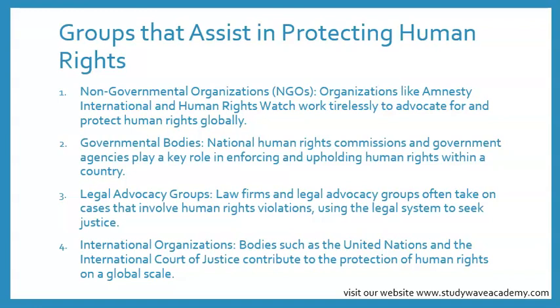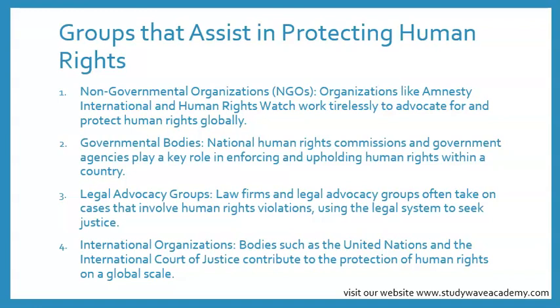Groups that assist in protecting human rights include non-governmental organizations. Organizations like Amnesty International and Human Rights Watch work tirelessly to advocate for and protect human rights globally. Governmental bodies also, National Human Rights Commission and government agencies play a key role in enforcing and upholding human rights within a country. There are legal advocacy groups. Law firms and legal advocacy groups often take on cases that involve human rights violations, using the legal system to seek justice. We have the international organizations, bodies such as the United Nations and the International Court of Justice contribute to the protection of human rights on a global scale.